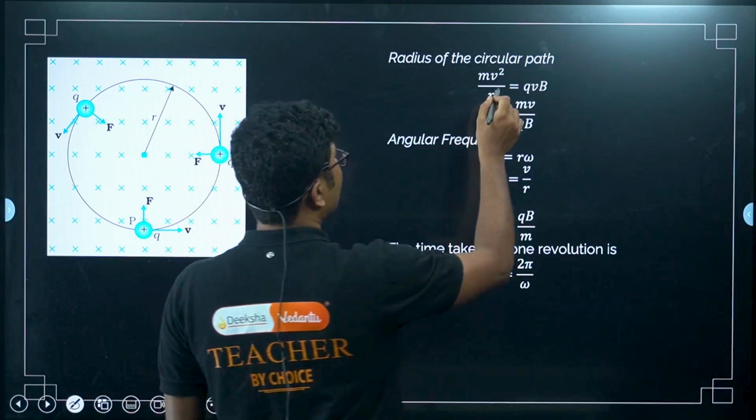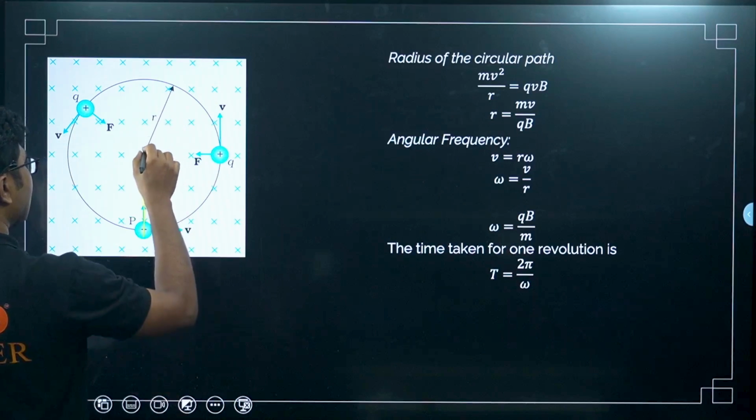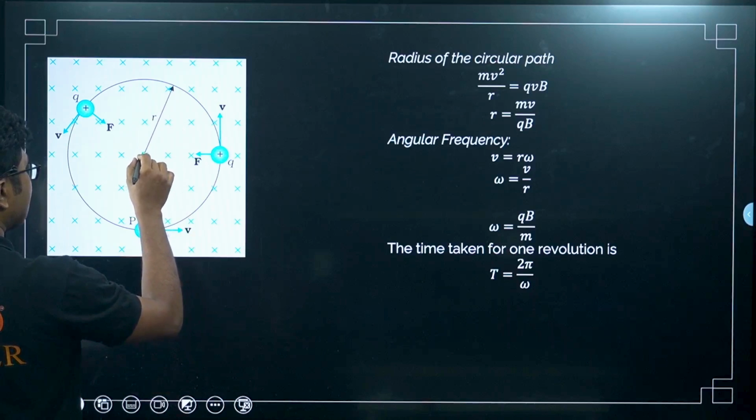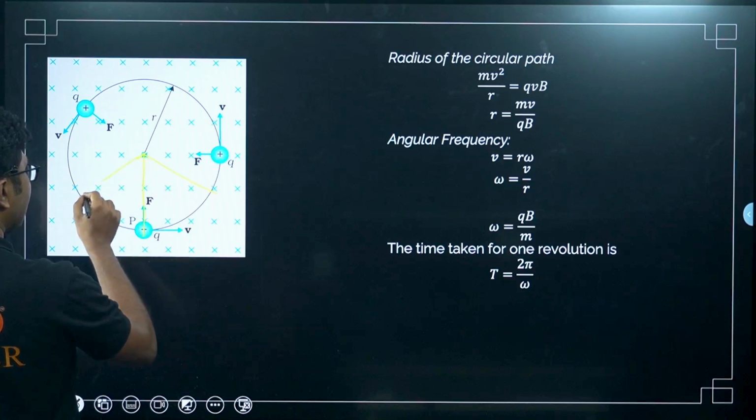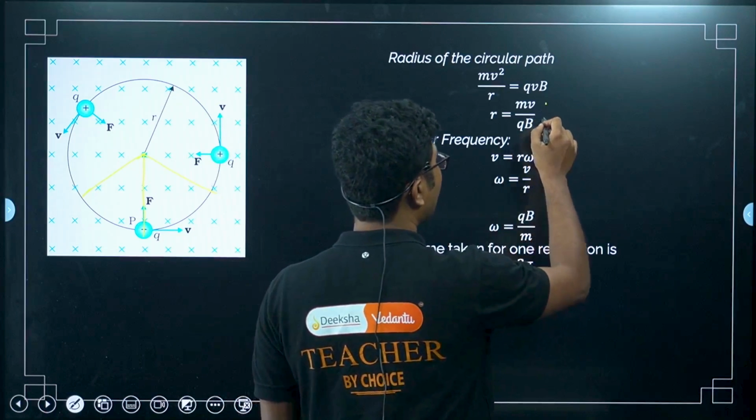So the radius of this circular path, this is the radius, or this is the radius. Any distance you take, this is the radius. So all this radius is given by mv by qB.